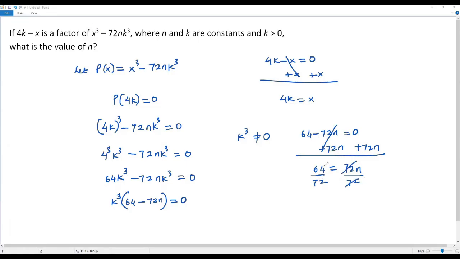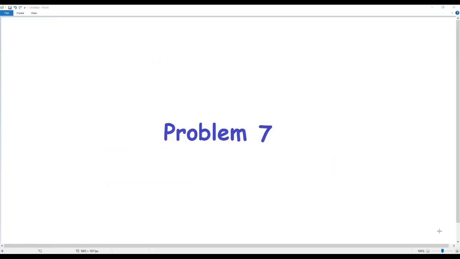On the left side, here we can simplify this one. The greatest common divisor for the numerator and denominator is 8. That is, 8 goes into 64 8 times and 8 goes into 72 9 times. I am getting 8 over 9 on the left side. On the right side, we have n. Therefore, the value of n is 8 over 9.